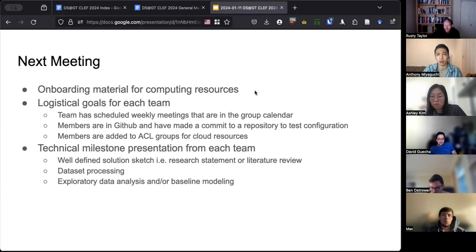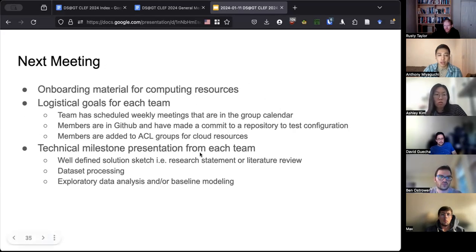I might also include other ways of doing compute, so things like Colab, maybe Kaggle. There are various ways of being able to actually compute things.